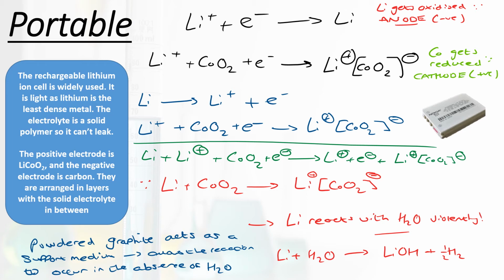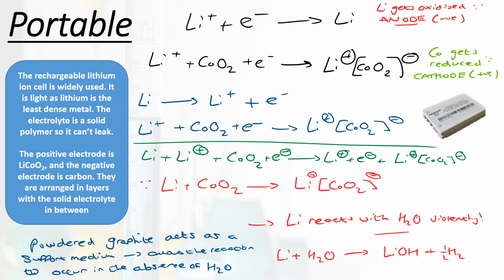Now, the carbon electrode that we use is powdered graphite. This acts as a support medium. And the really key thing, again, the idea of powdered, it allows for higher currents, as we saw before, but it also allows the reaction to occur in the absence of water. And this is really, really important because lithium reacts very violently with water.